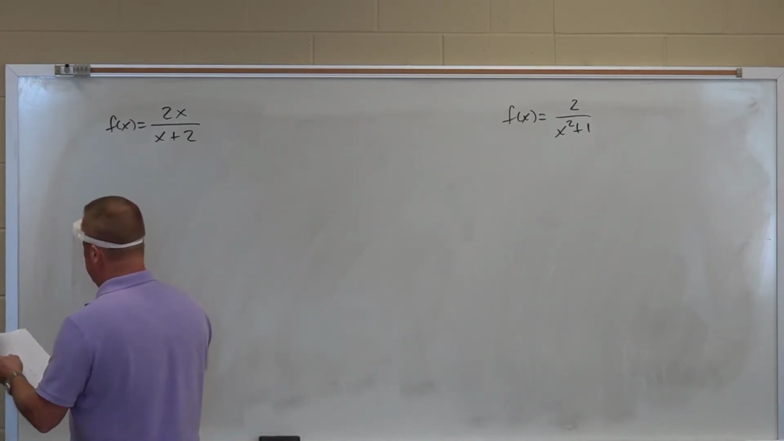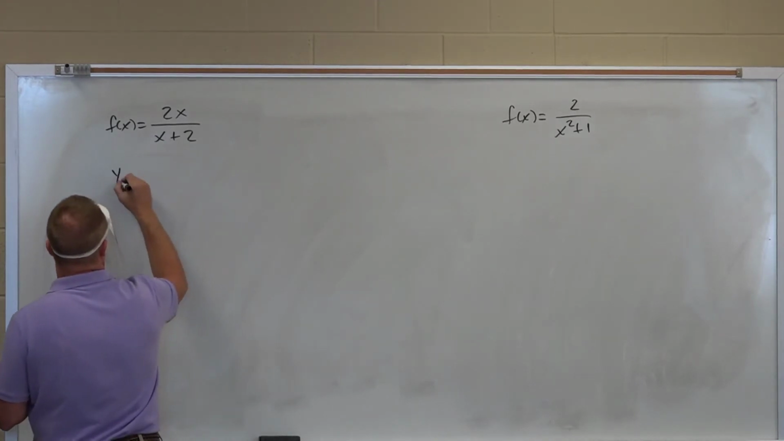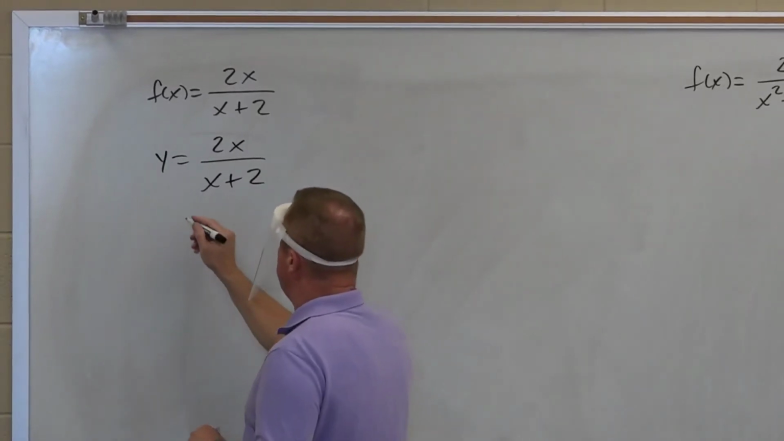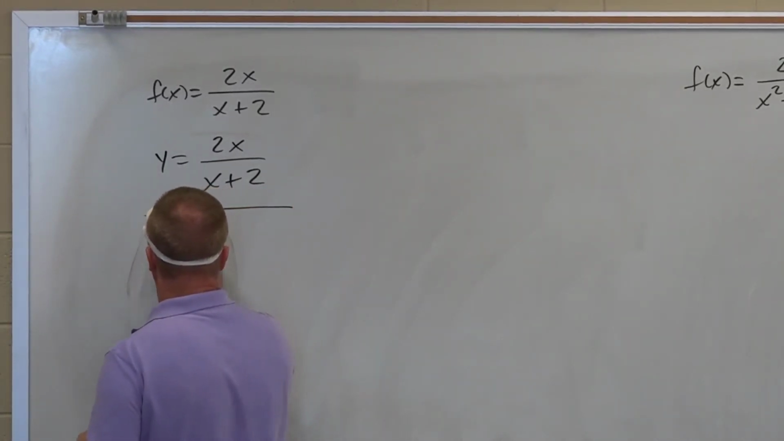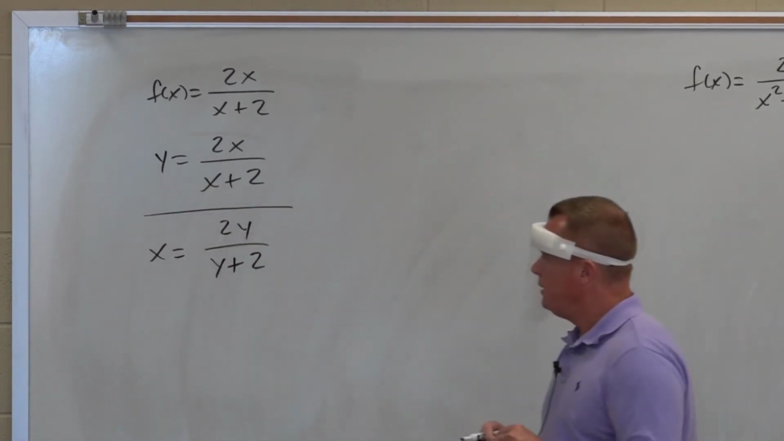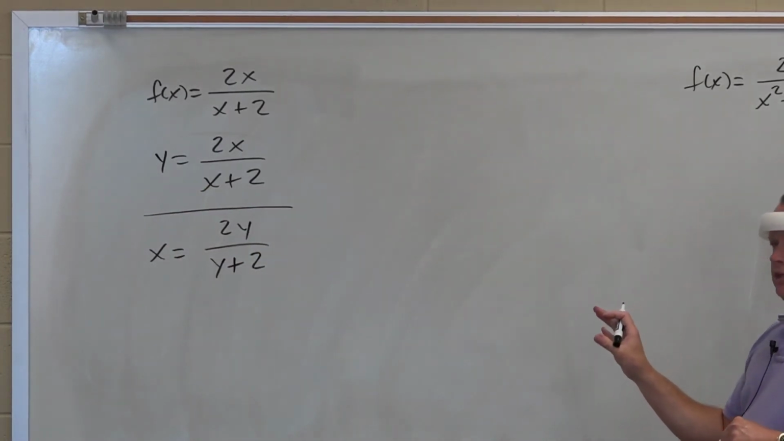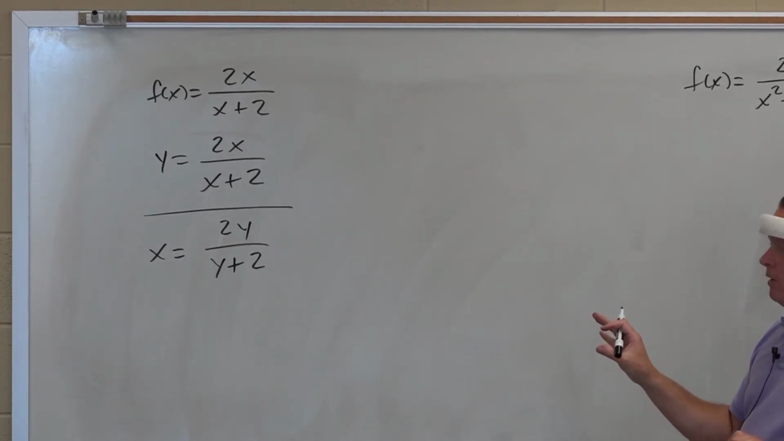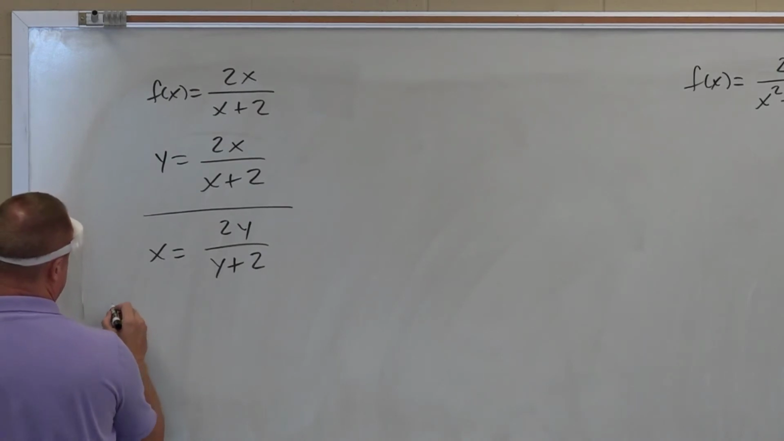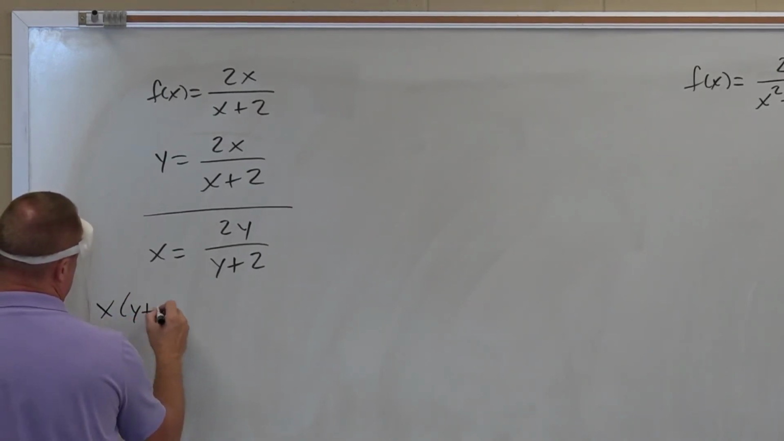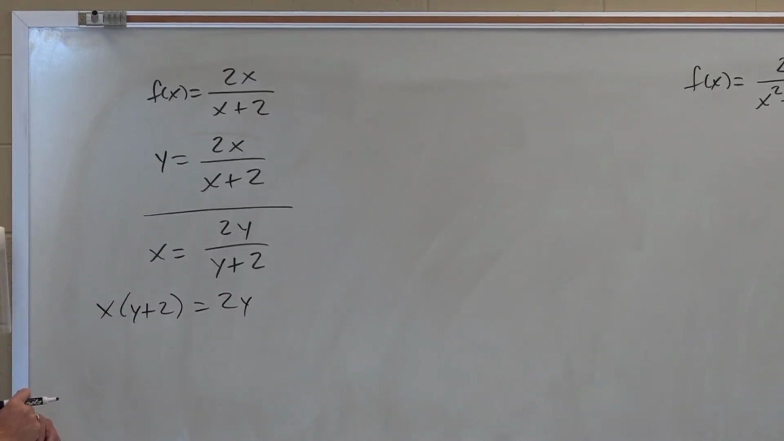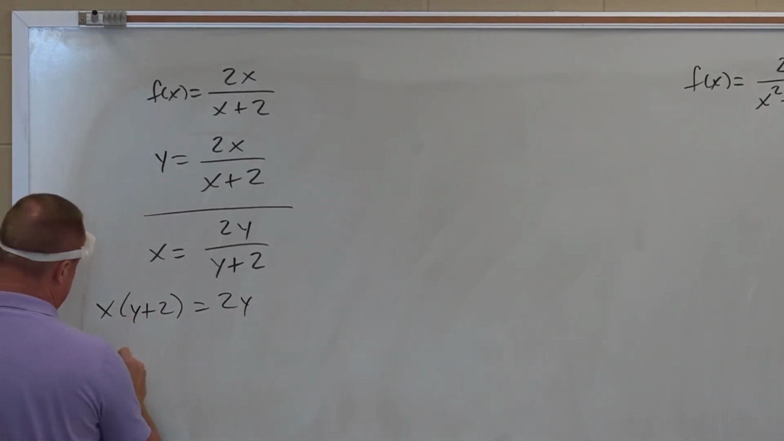So, all right, so we're going to do y equals. All right, and now we're going to find the inverse. We're going to swap the x and the y's. Now I need to solve that equation for y. Okay, so what I would do there is multiply both sides times y plus 2. Okay. Now distribute.